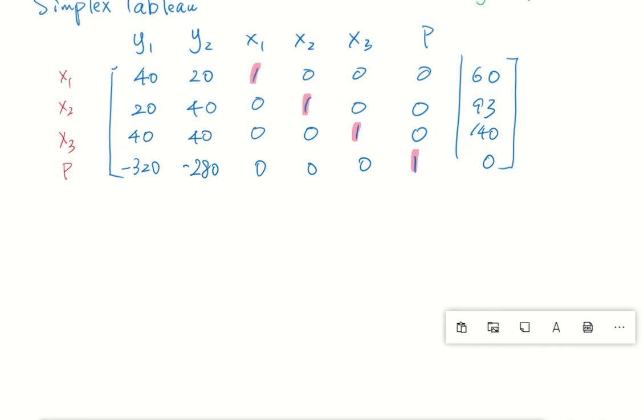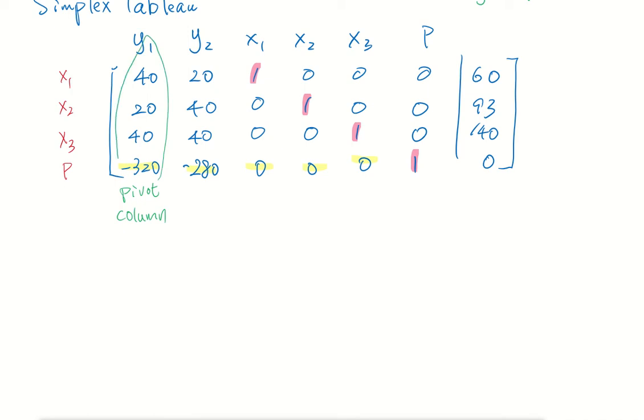Now we'll start solving this system. Starting from finding the pivot column, we'll look at all the indicators here. We have 5 indicators, and the most negative indicator gives us the pivot column, which is the column of y1.